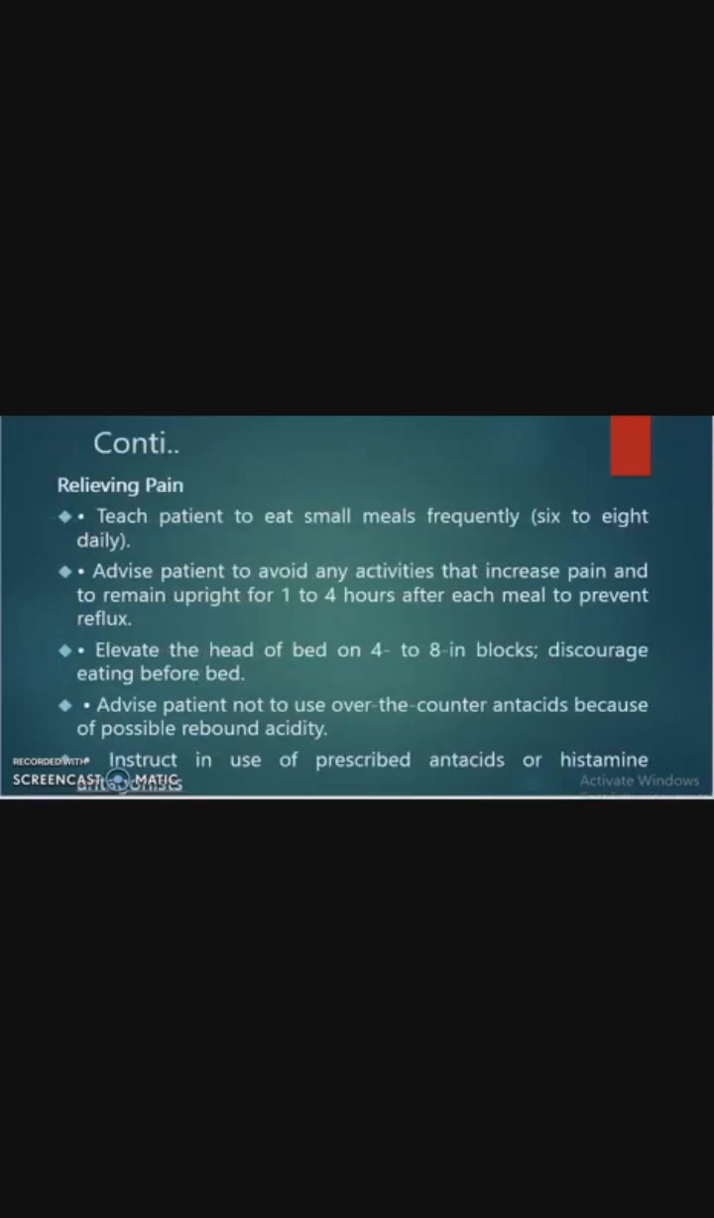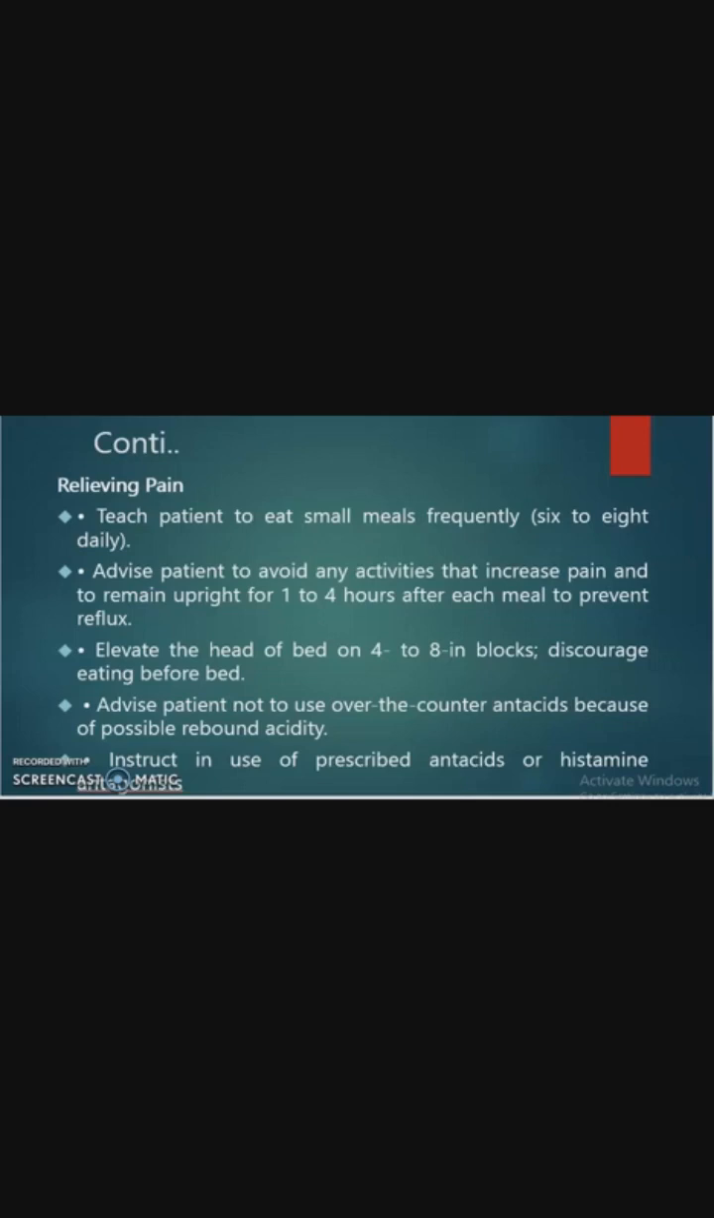Then the last one is relieving pain. So what interventions will we provide? Teach the patient to eat small meals frequently, around 6 to 8 meals per day. Advise the patient to avoid any activities immediately after a meal, as this can increase the chance of pain. So advise the patient to avoid any activities that increase pain and to remain upright for 1 to 4 hours after each meal. That helps to prevent reflux.